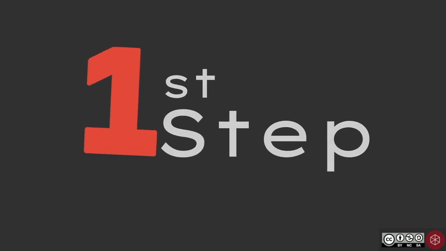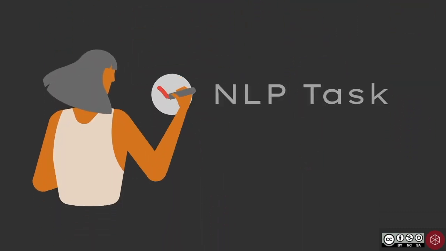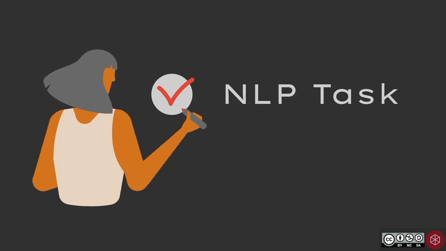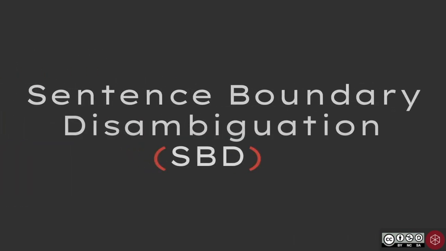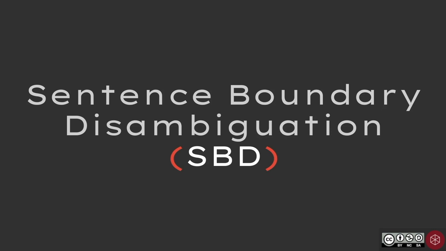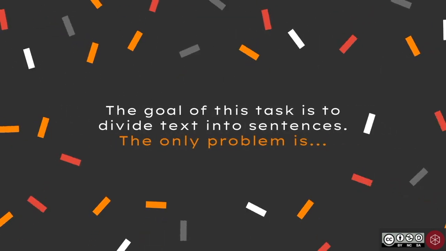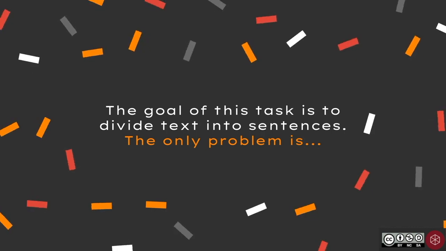The first step of extracting knowledge from a provenance text involves dividing the text into separate sentences. Luckily, there is an NLP task that can help us to do just that. It's called Sentence Boundary Disambiguation, or SBD for short. The goal of this task is to divide text into sentences.